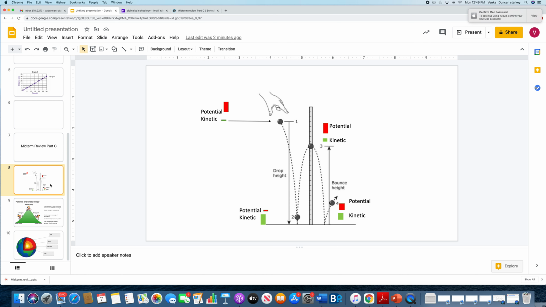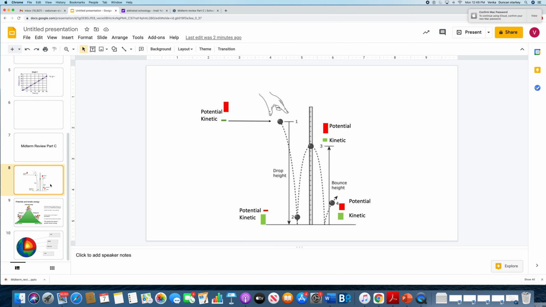At position one, you can see that there is a great amount of potential energy and a small amount of kinetic energy. At position two, there is a small amount of potential energy and a large amount of kinetic energy. At position three, the potential energy has increased and the kinetic energy has decreased. And at position four, the potential energy and kinetic energy are almost even.